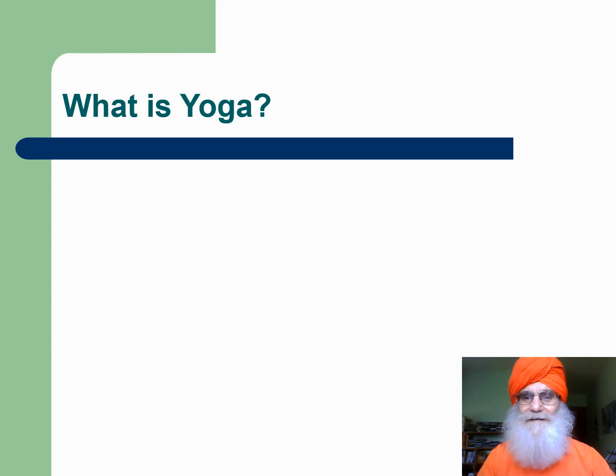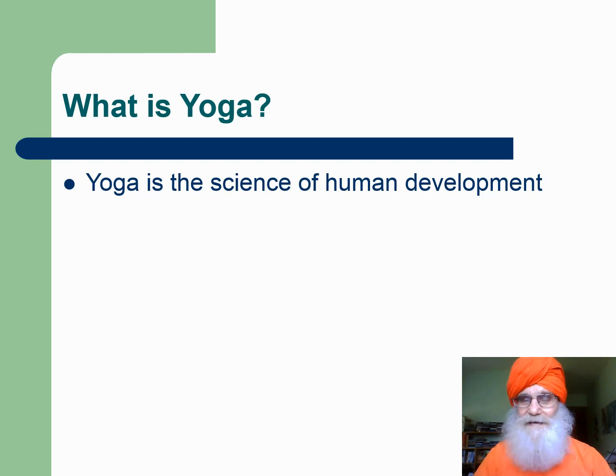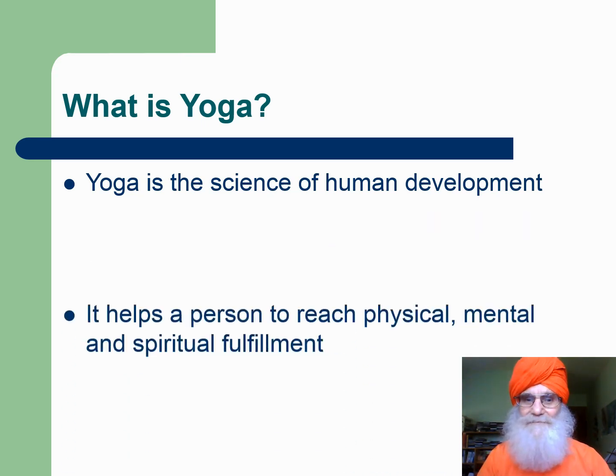So what is yoga? This is a big question. What I say is that yoga is the science of human development. It's the science of human development, meaning to become a full human being, physically, mentally, and spiritually. So what are the steps that we can take that will satisfy us physically and mentally and reach us to the spiritual goal, to find out who we really are? This is what yoga is really about.